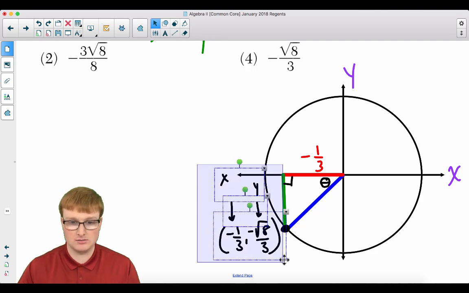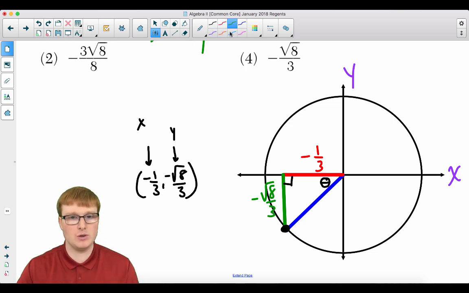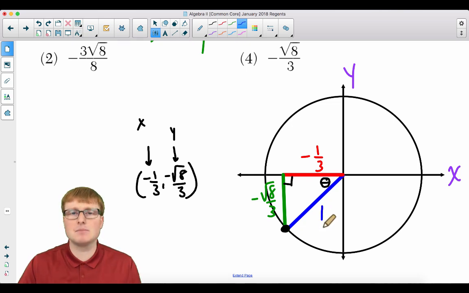So that's not hard at all. Let's go ahead and label this as negative square root of 8 over 3. Good so far? I hope we are. And the radius, or the hypotenuse in this case, is the number 1.